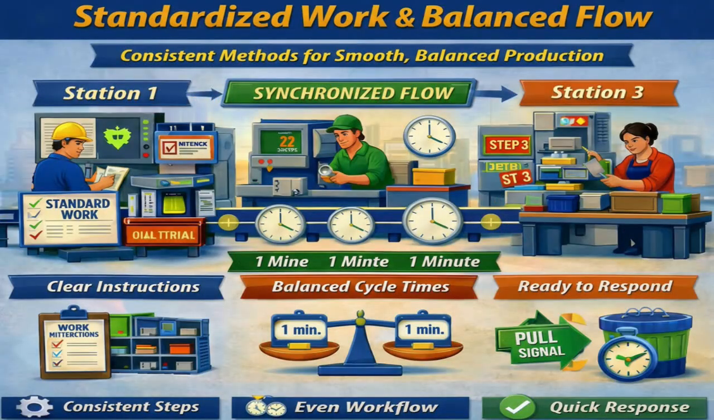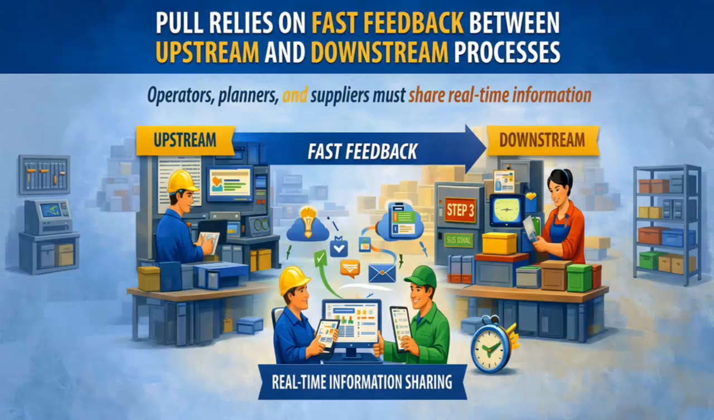Another element is standardized work and flow. Each process must have clear, repeatable methods. Cycle times should be balanced across all stations. Standardization ensures that each step can respond quickly when pulled. Pull relies on fast feedback between upstream and downstream processes. This means that operators, planners, and suppliers must share real-time information.